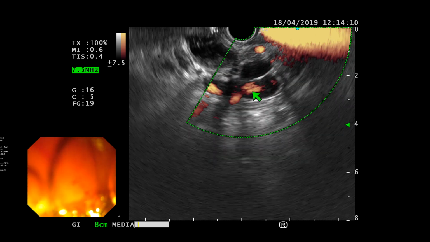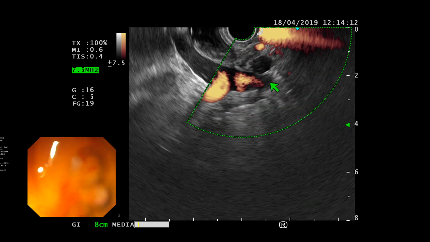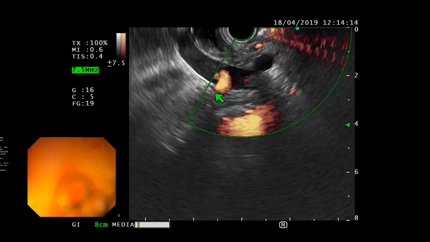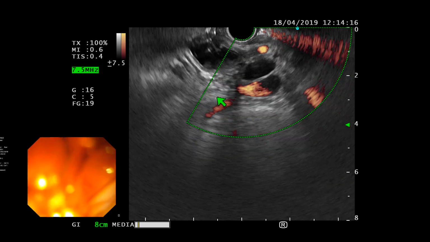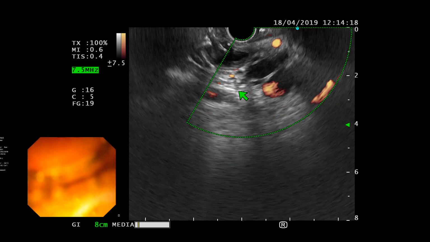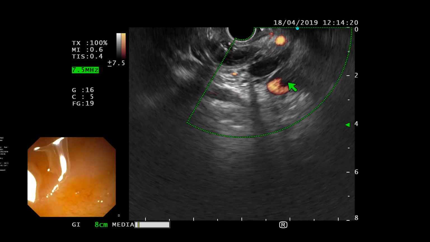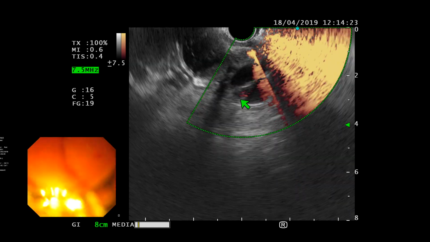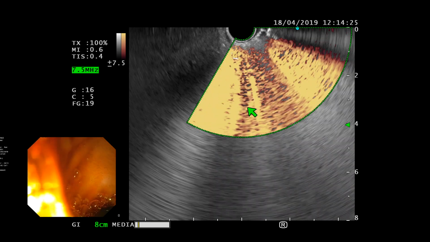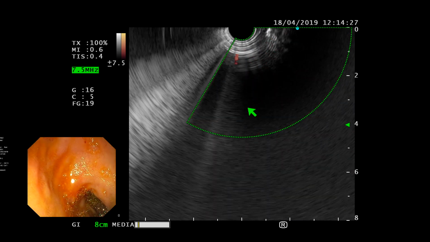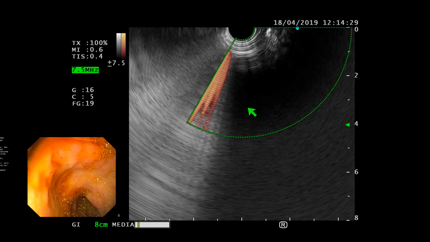One second, we'll go back. So the portal, SMV: the vessel with flow in front of you, this is the splenic vein. The splenic goes this side, the SMV this side, and the portal this side. Okay? That's excellent. So let me take a look now. Now you look. Yes, absolutely.